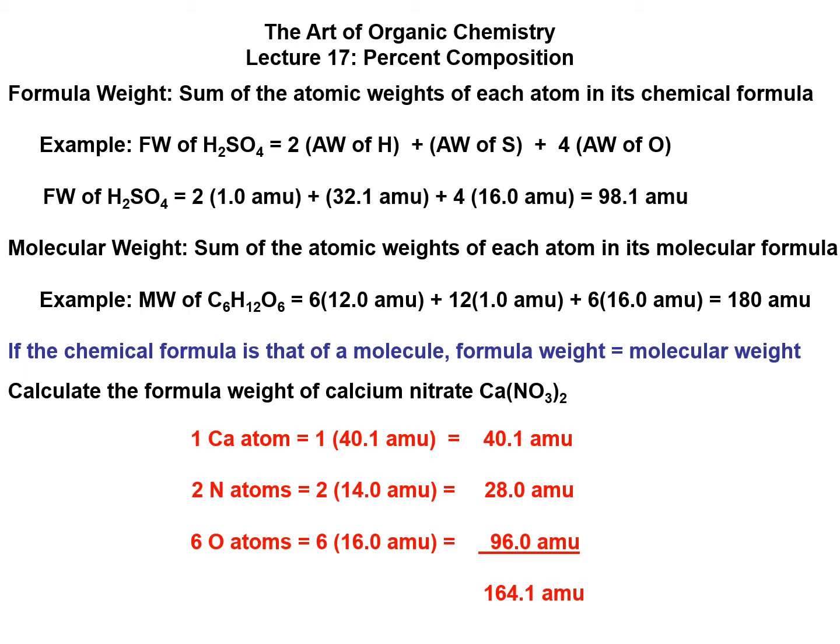So we'll calculate the formula weight of calcium nitrate, CaNO3. We have one calcium atom. The atomic weight of it is 40.1. So the atomic mass units is 40.1. If we look at the nitrogen, we have 2 nitrogen atoms. So it's 2 times 14 atomic mass units, which is 28. And we have 6 oxygen atoms, because 3 times 2 is 6, times the atomic mass of oxygen, which is 16, which equals 96 atomic mass units. We then add up 40.1 plus 28 plus 96, and we get a formula weight of 164.1 atomic mass units. We do get the atomic mass units from the periodic table, so you just look those up from the table.